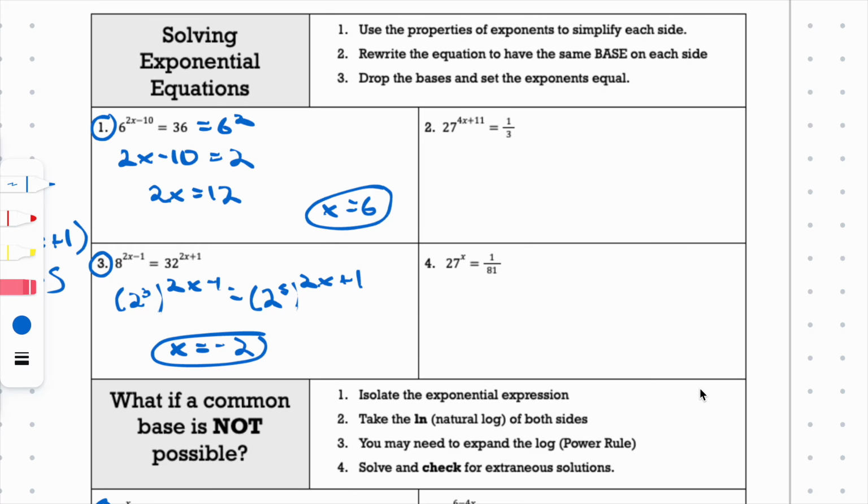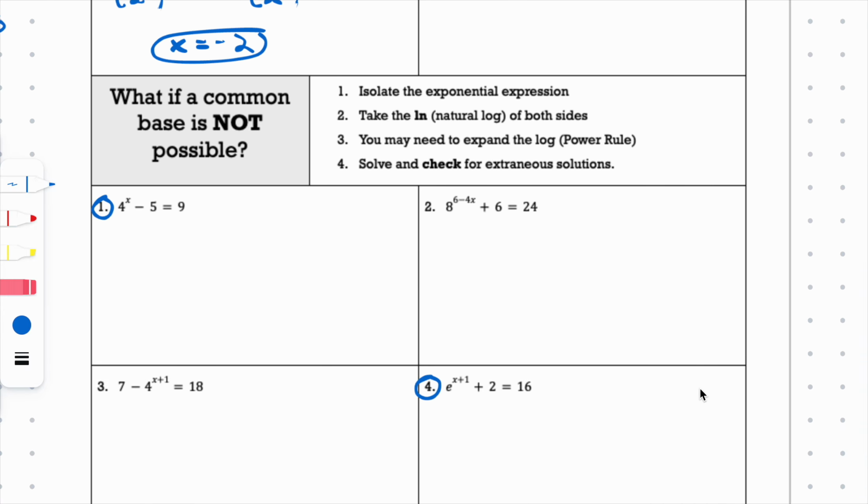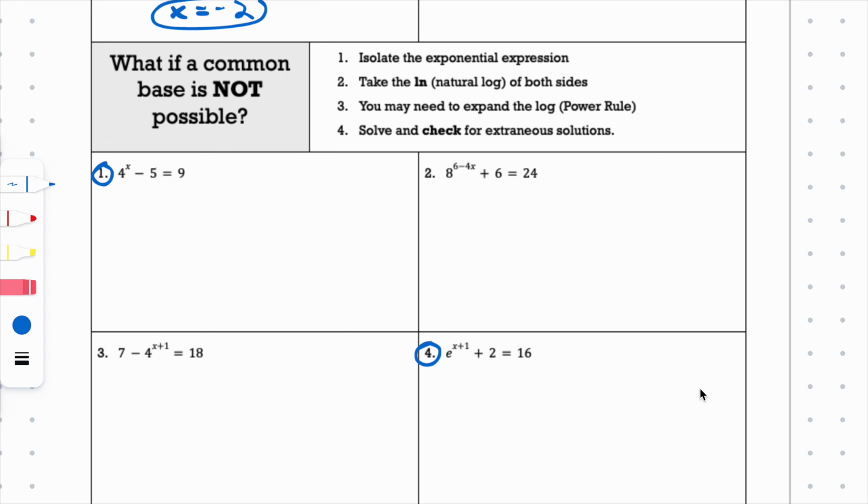Okay, so it's worth noting that not every exponential equation we're going to be able to find a common base. So we want to know what to do if we can't find a common base. So our first step is going to be to isolate the exponential expression. So in our first problem, where we have 4 to the x power minus 5 equals 9, what that would mean is adding 5 to both sides. So we get 4 to the x equals 14.